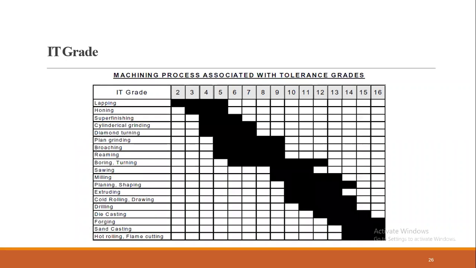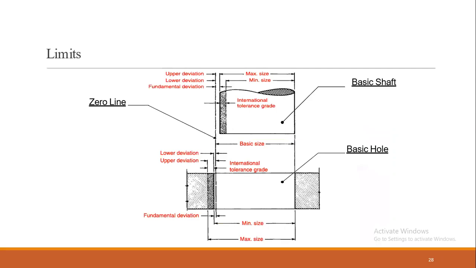Then if you see this, in IT grade, you will get manufacturing processes like boring, turning, swaging, milling, drilling, forging, sand casting. So this, in the black portion, means tolerance comes under IT2 to 5. Honing comes under IT3 to 5. Then drilling comes under IT11 to IT14. So these are the grades. Then the limits.